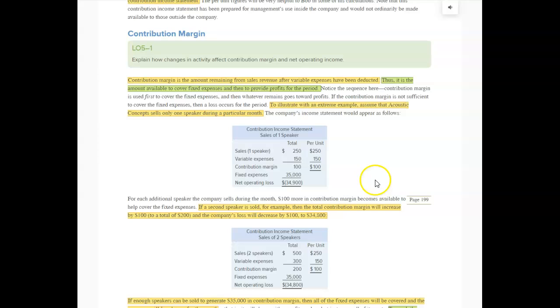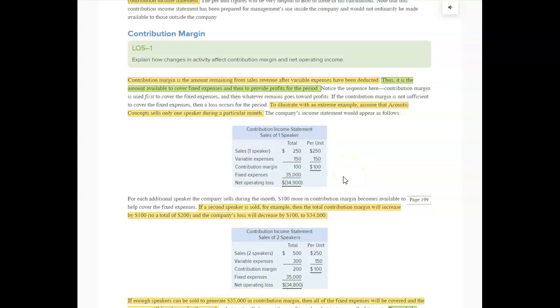And just talked about contribution margin. If you notice, going back up, the sales price is $250 per unit. The variable cost is $150. So that means per unit, the contribution margin is $100. Now this, as the writing up here says, is an extreme example to show you exactly what contribution margin is and what it helps pay for.